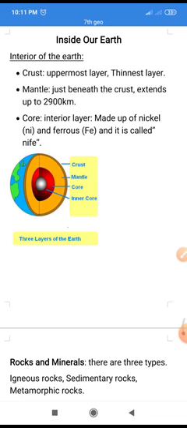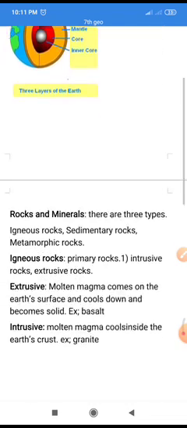The crust forms only 0.5% of the volume of the earth. 16% consists of the mantle and 83% consists of the core. As I told, the crust is the thinnest of all the layers. Now we will move on to the next concept, that is rocks and minerals.